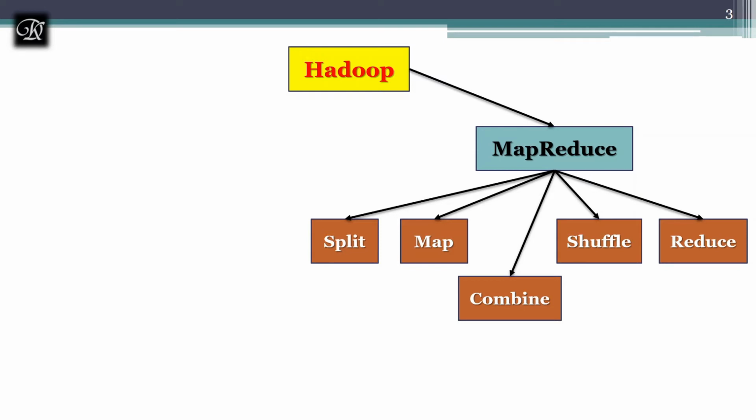Split is handled by the admin. The Hadoop admin is going to decide the block size and all. And when it comes to programming, we have to write three codes. One is a driver code, one more is a map code, and one more is a reduce code.